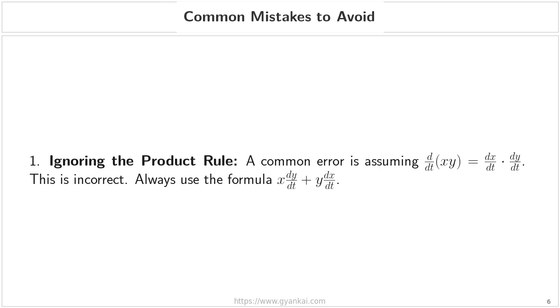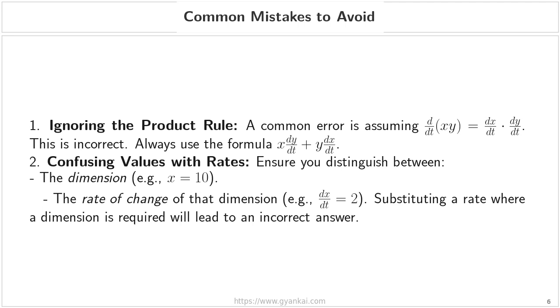A very frequent error students make is assuming that the derivative of x times y with respect to t is simply the derivative of x with respect to t multiplied by the derivative of y with respect to t. I want to be very clear. This is incorrect. As we saw in our previous example, you must always use the formal product rule, which is x times the derivative of y with respect to t, plus y times the derivative of x with respect to t.